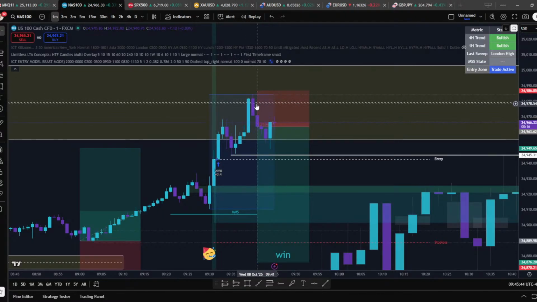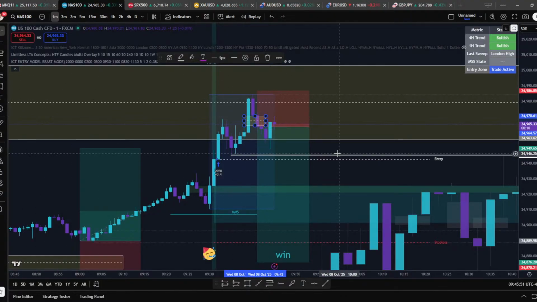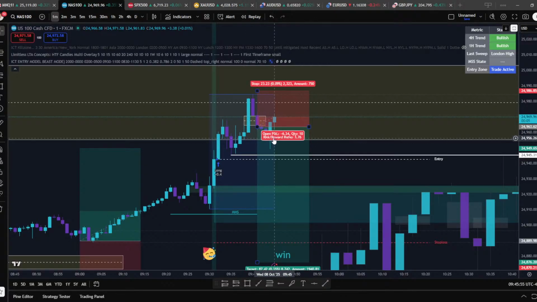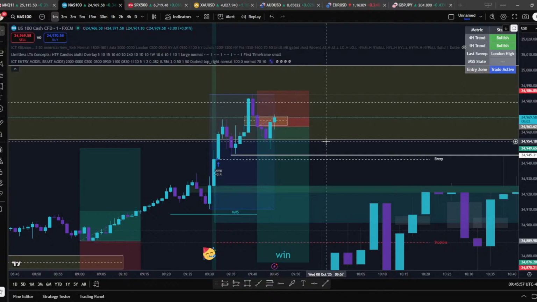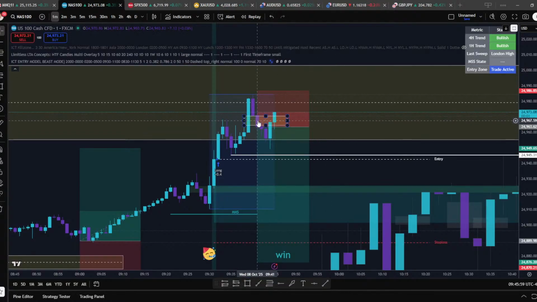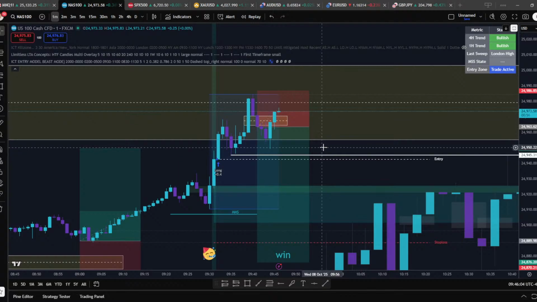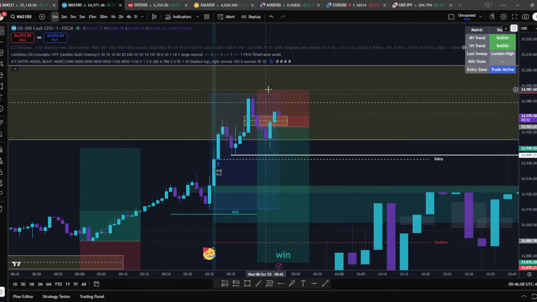Okay. It now inversed this fair value gap on the 1-minute, right? And it looks like it might want to. There's another small 1-minute fair value gap. It's inversed it. Okay, so now we're going to come back up. Probably going to come up and take this out here, because you've inversed this fair value gap now.